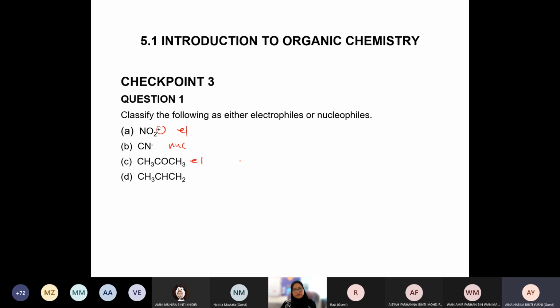Okay, this will be electrophile because this is how it looks like. C double bond O, CH3. C double bond O, CH3. So oxygen is electronegative, so this carbon will be slightly positive. Okay, so this carbon will behave as electrophile. All right.